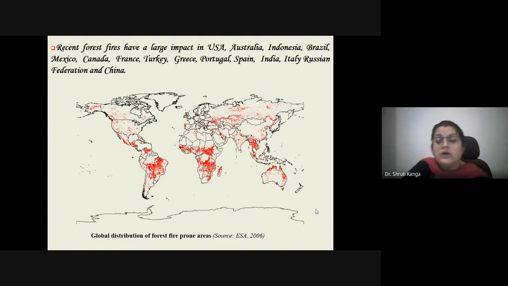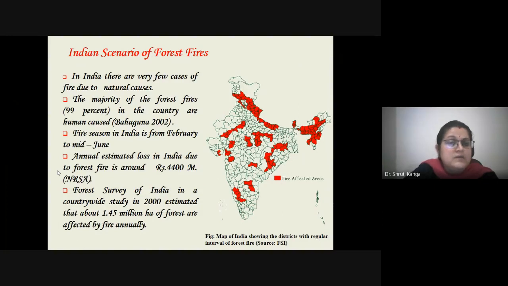Then we also completed the global scenario of forest fire, where many countries are facing the problem of forest fires, and these are the areas which have forest fire cases. Then we studied the Indian scenario of forest fires, where we observed that approximately 99% of the total cases are due to human causes. Every year around 4400 million rupees are lost to these forest fire incidents. These are the various facts we discussed in our previous class also.